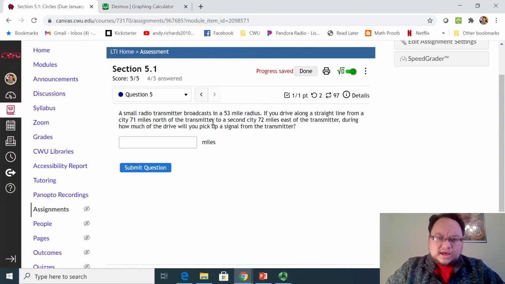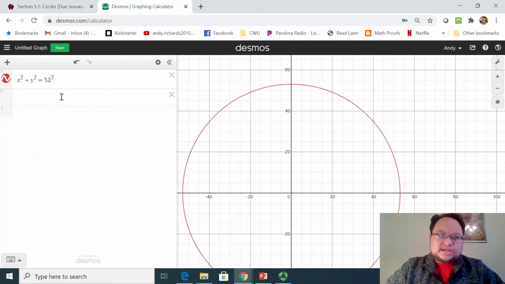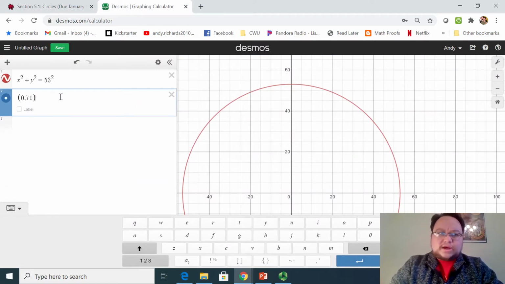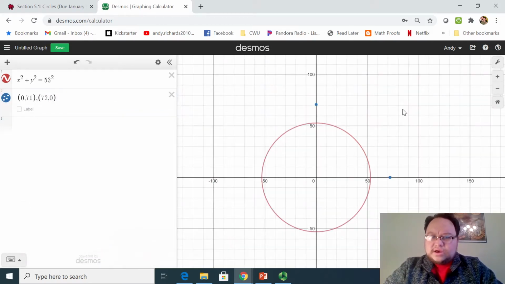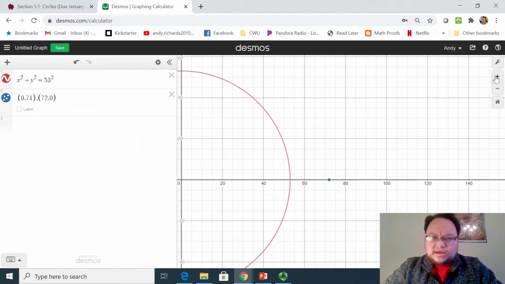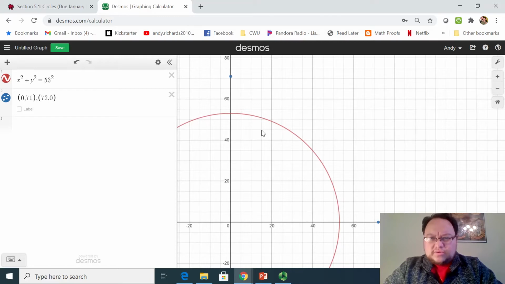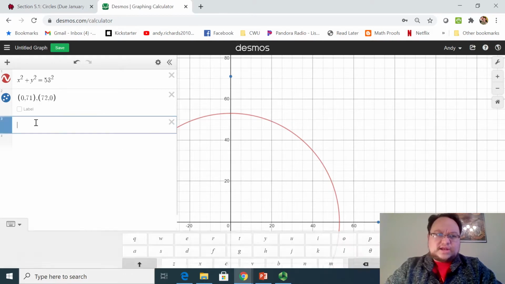Our next thing we would need to do is identify our points. There's a city that is 71 miles directly north, and then a second city that is 72 miles east of it. If I go back a little, we'll see that this is the area we're looking for. So we have the 2 cities marked out here, and then we have our red circle established that way.